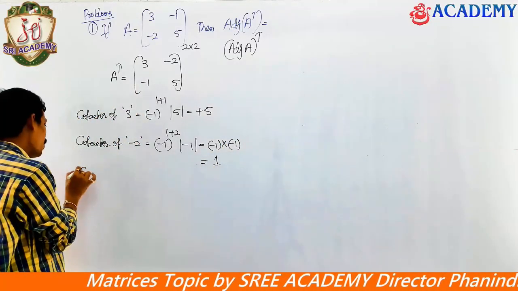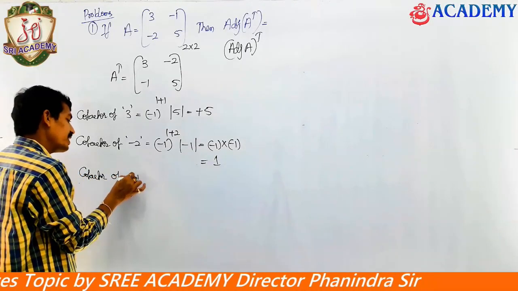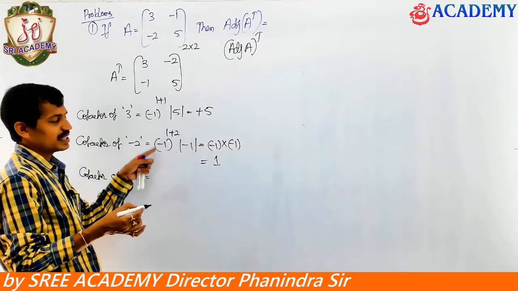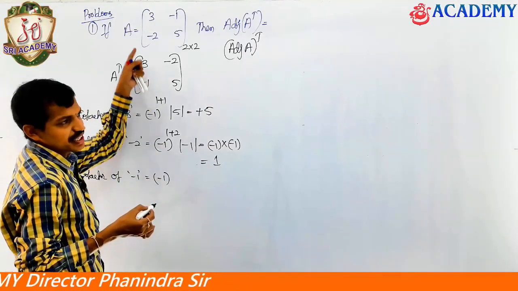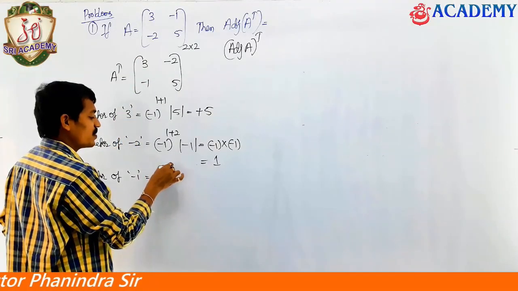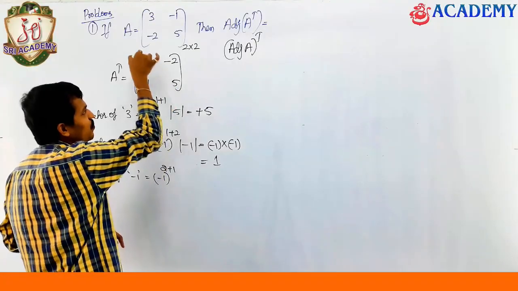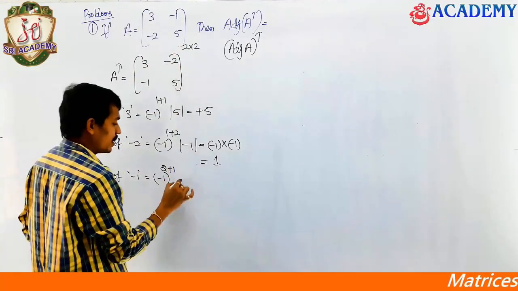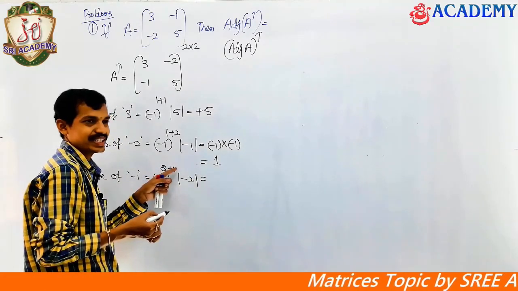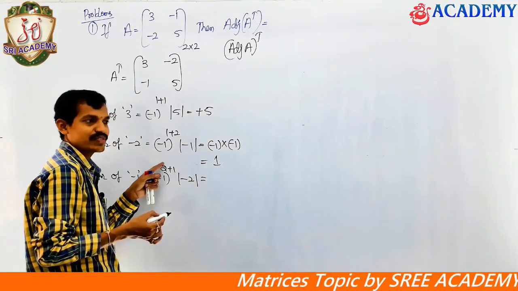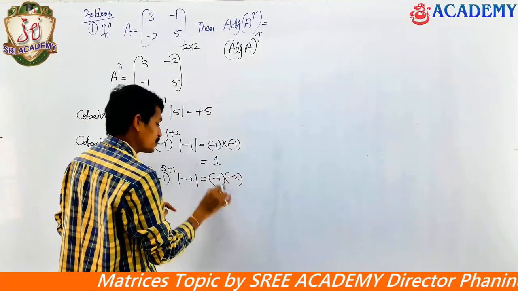Next, cofactor of -1. This is the element, not this -1. Always -1 to the power of, where is it, at second row, first column, 2 plus 1. After eliminating second row, first column, what is the matrix? -2. Determinant is going to be -2. -1 to the power of 2 plus 1 is nothing but -1 to the power of 3, which is -1, into -2 is nothing but +2.